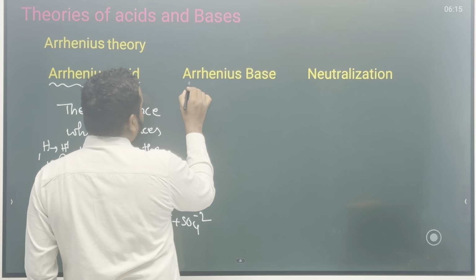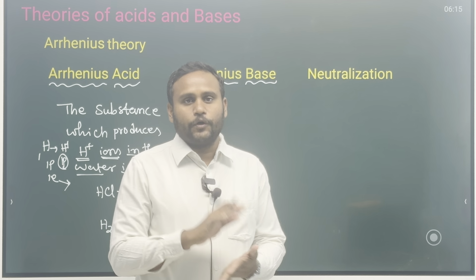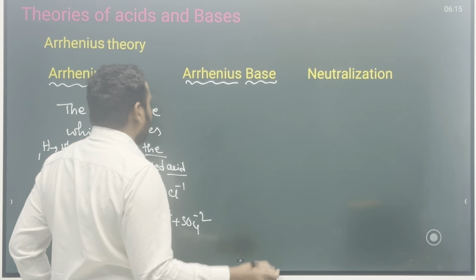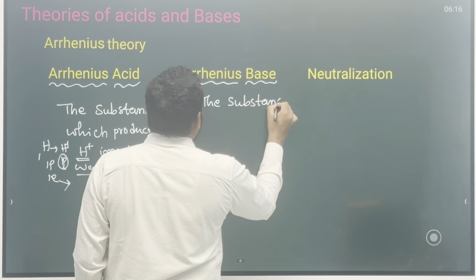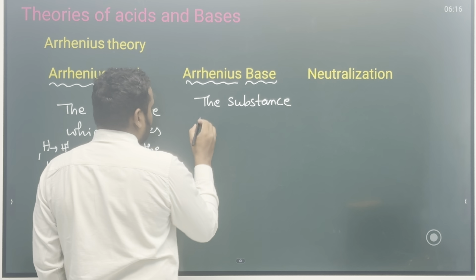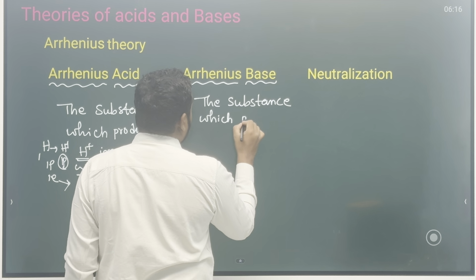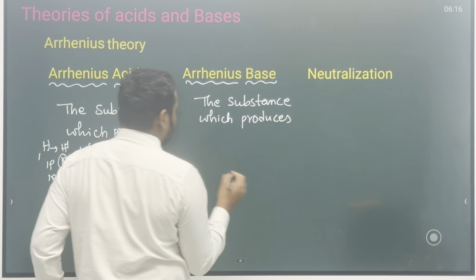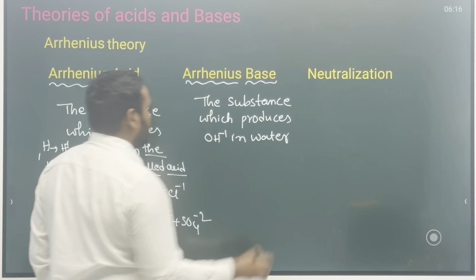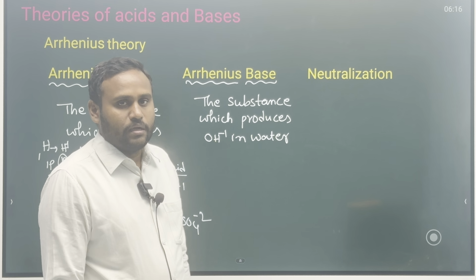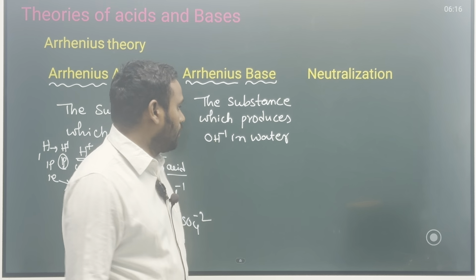Next, the Arrhenius base. What is the Arrhenius base? It is the substance which produces OH minus ions in water. When such substances dissolve in water, they produce OH minus ions. Such substances are called Arrhenius bases.